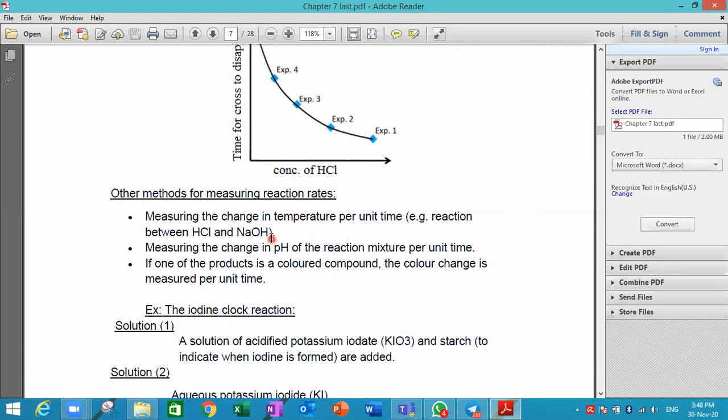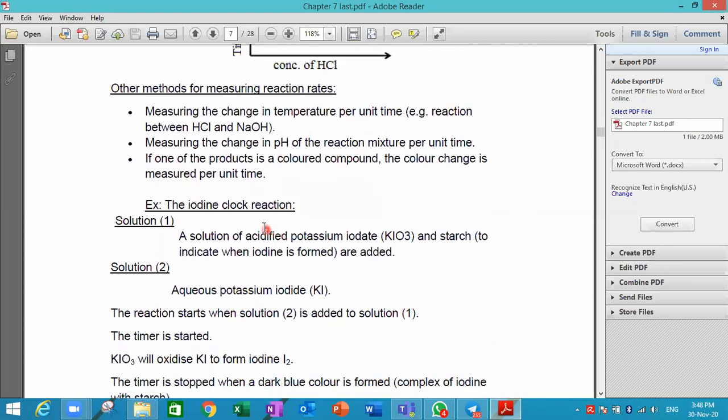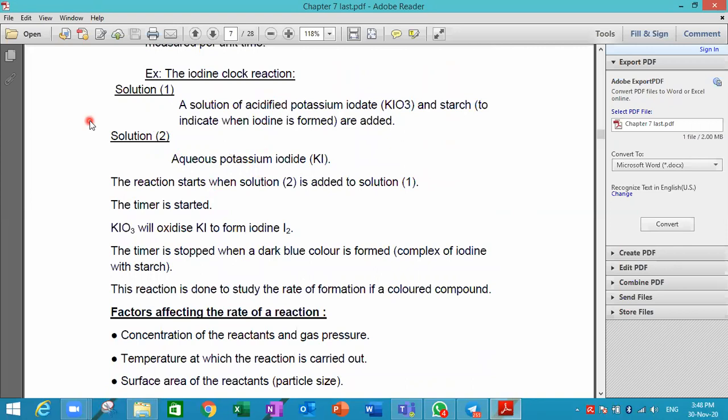As here, for example, there is a reaction that is called the iodine clock reaction, where we add two solutions together. Solution 1 contains acidified potassium iodate and starch. We put the starch to indicate when iodine, I2, is going to be formed, because maybe from biology you will know that starch with iodine forms a blue-black colored solution. So we place starch with the potassium iodate here because starch will react with the iodine produced in this reaction to form the blue-black color solution.